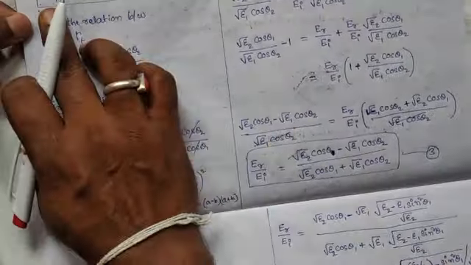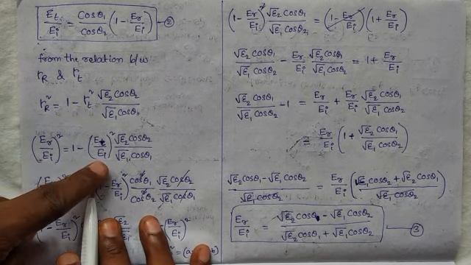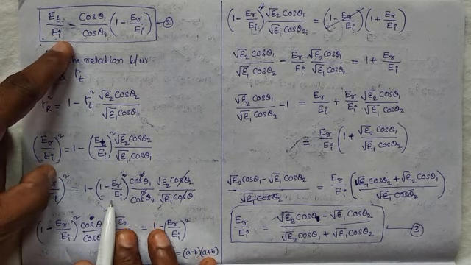reflection coefficient and the transmission coefficient, gamma r square is equal to 1 minus gamma t square into root epsilon 2 cos theta 2 by root epsilon 1 cos theta 1. Here gamma r is ER by EI whole square, is equal to 1 minus gamma t, which is ET by EI whole square, into root epsilon 2 cos theta 2 by root epsilon 1 cos theta 1. Here ER by EI whole square is equal to 1 minus, here ET by EI is from equation 2. Here we are substituting equation 2 here.